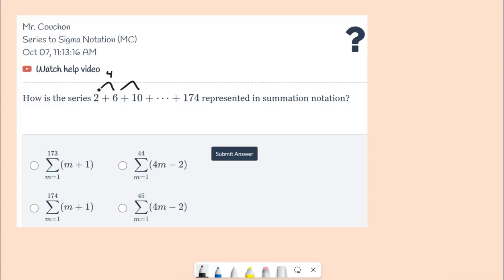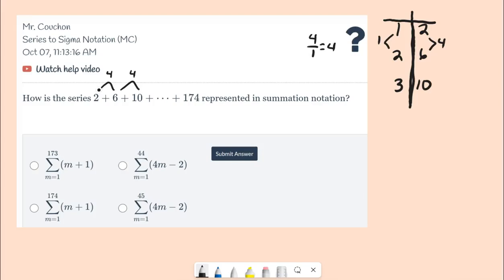We can see it's going up by 4 each time. Okay, that means we're multiplying these numbers by 4. So the first term is 2. The second term is 6. The third term is 10. Okay. So to get the full equation of what's happening here, we recognize that we are multiplying by 4. And we could do that just like this. Analyze the difference here. 4 divided by 1 is 4. So that means we're taking our, let's just call this the m value and not the n value. We're taking our m value and we're multiplying it by 4.